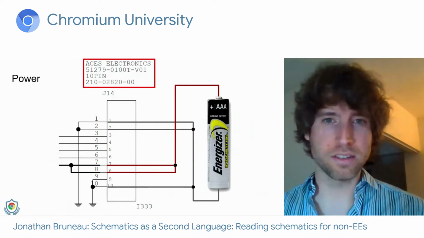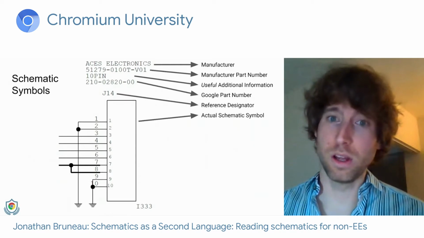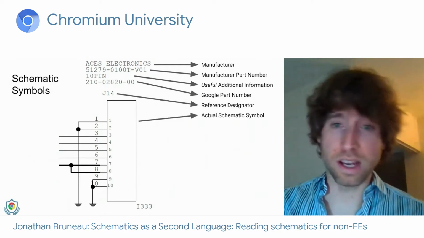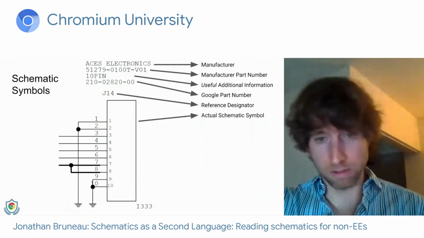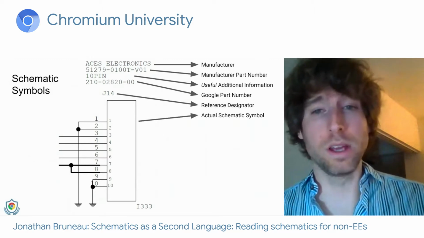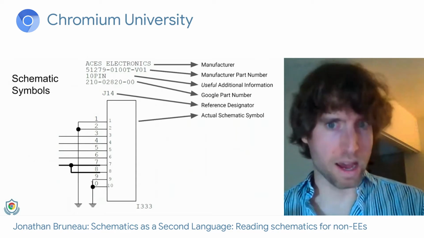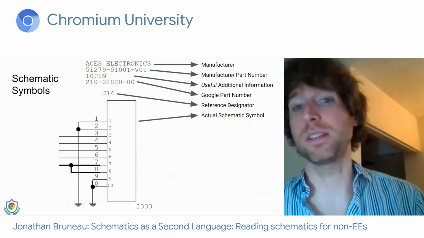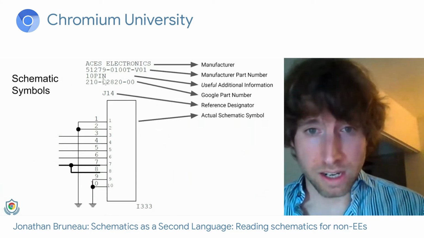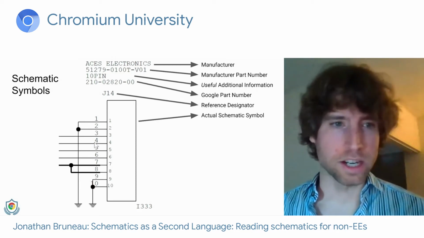Okay, now we have all this exciting text up here. This is actually a whole bunch of random information. So Aces Electronics makes this connector. Their part number is 51279 blah, blah, blah. It's a 10-pin connector in case you can't see that from the schematic symbol. And then for Google specifically, we have a Google part number, and that's a unique number we give to each schematic symbol in our schematic that is indexable into a database. And then we can look into the database and see all kinds of completely random information. The J14 here is what we call the reference designator. We'll talk about that in a second. And then, the actual schematic symbol.